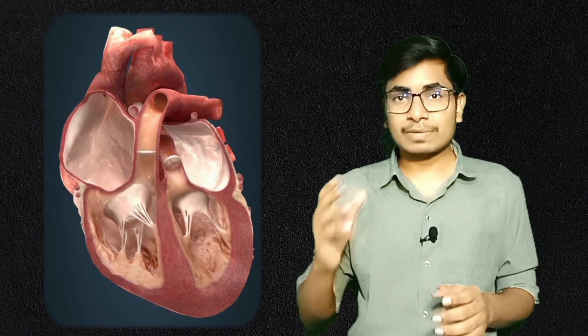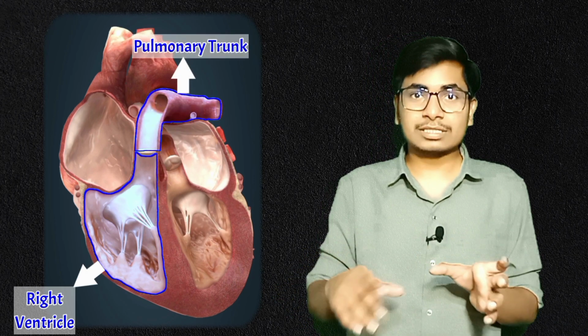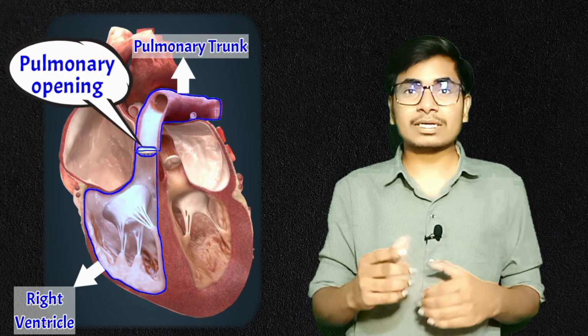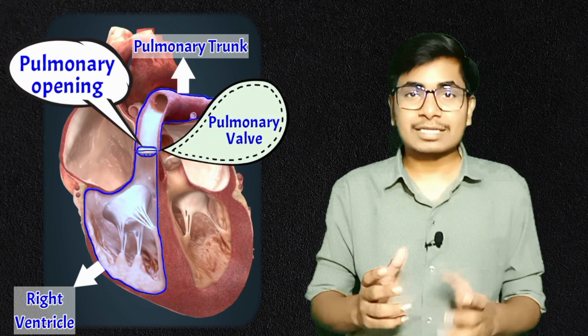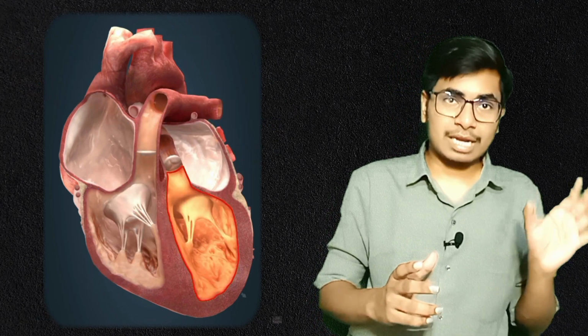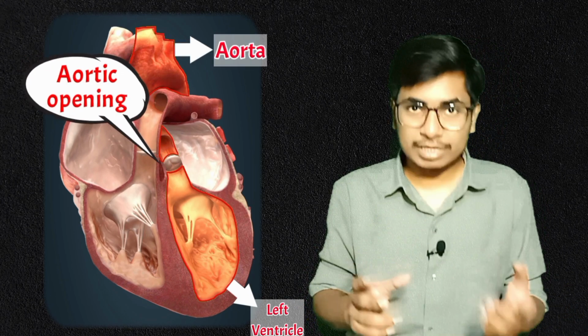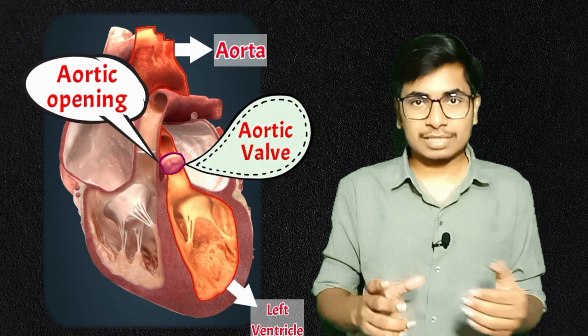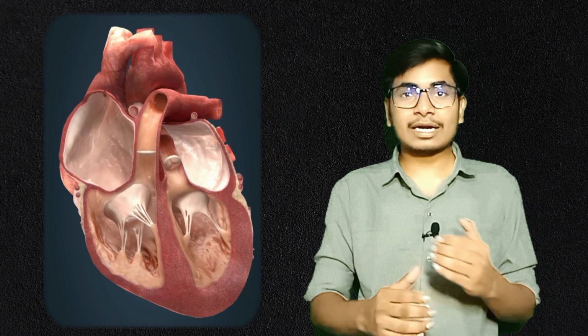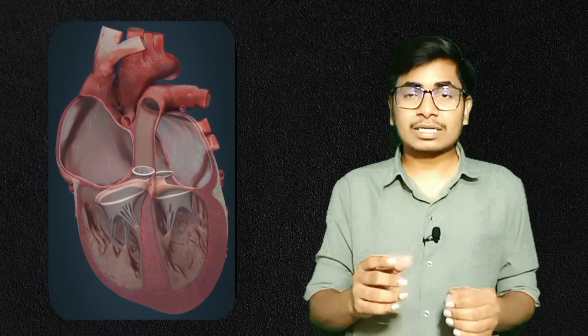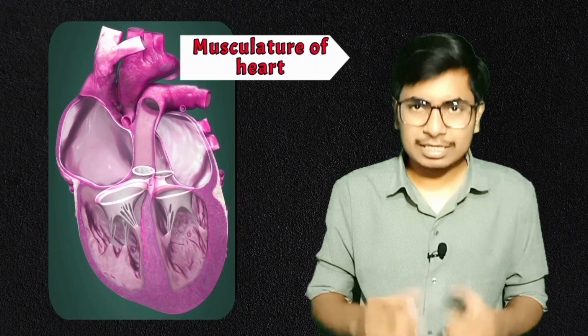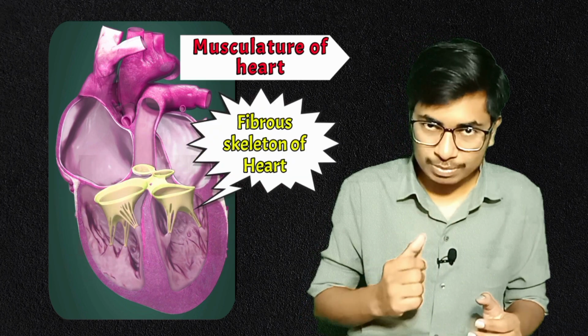Third, between the right ventricle and pulmonary trunk there is the pulmonary opening, guarded by the pulmonary semilunar valve. And fourth, between the left ventricle and aorta there is the aortic opening, guarded by the aortic semilunar valve. After seeing the different openings, we can also see many other structures. First we can see the musculature of the heart, and that musculature is supported by the fibrous skeleton of the heart. Friends, it is just an overview. As I said, in future we will have a full video on the internal features of the heart.